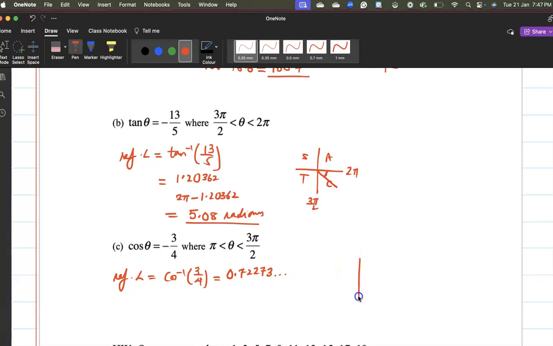And now you know this is in your third quadrant, because this is pi and this is 3 pi by 2. And this is your reference angle. So you'll obviously do pi plus that. So your answer will be pi plus this. So that becomes 3.86 radians.